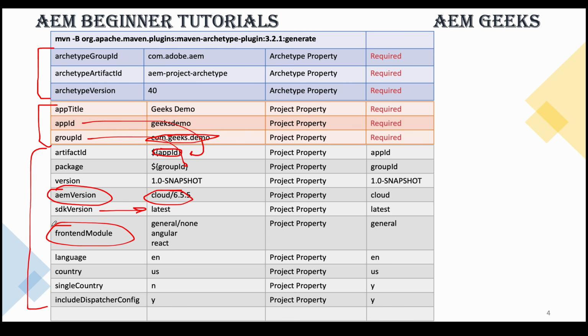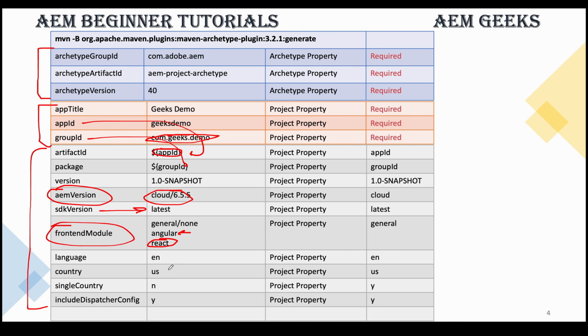Either you can create a single page application using Angular technology or React. So whatever project you want to create for a specific SPA, you have to define. Let's say if you want to create SPA using React, you have to say React. Front end module is React. Language and country. By default, when you create a project, you create a project for one country and one language. You can create a multi-language or multinational project as well.